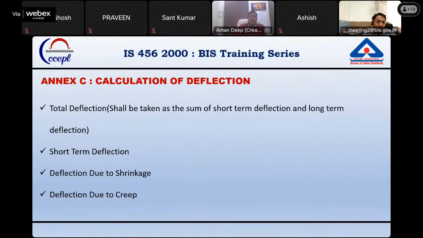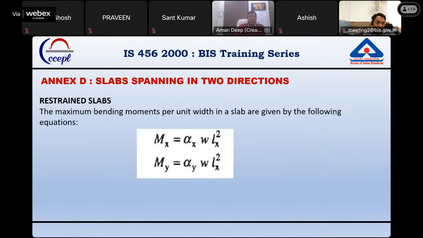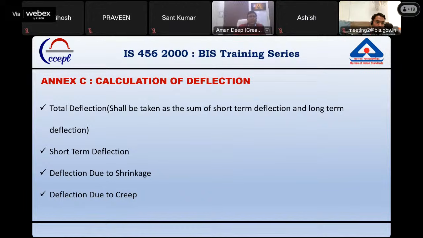Calculation of deflection we can do. I would say there are methods given in the code for how we can calculate the total deflection, short-term deflection, deflection due to shrinkage, and deflection due to creep.